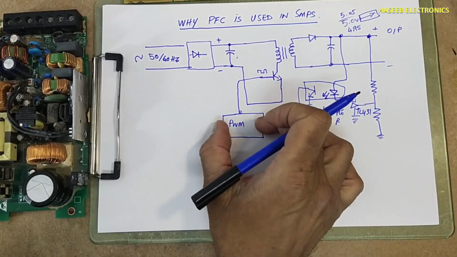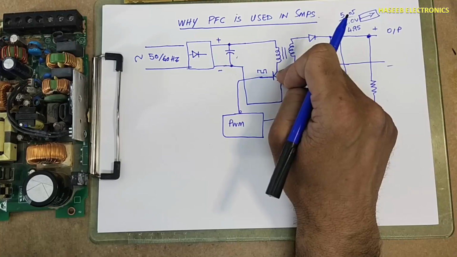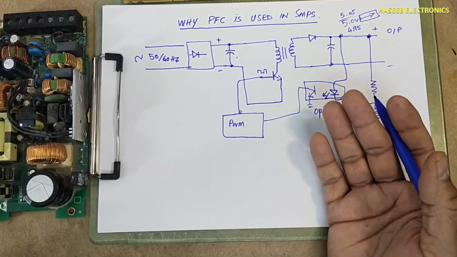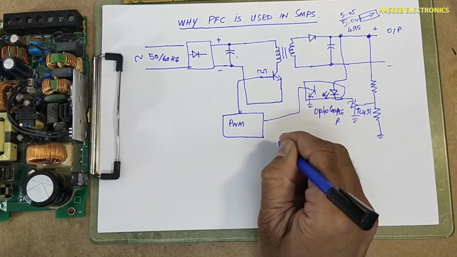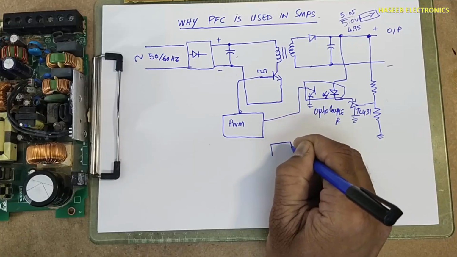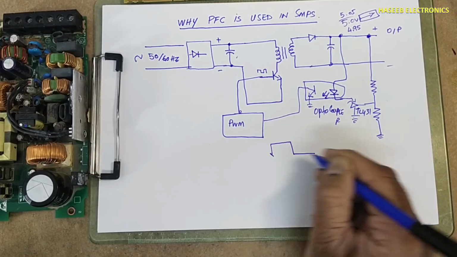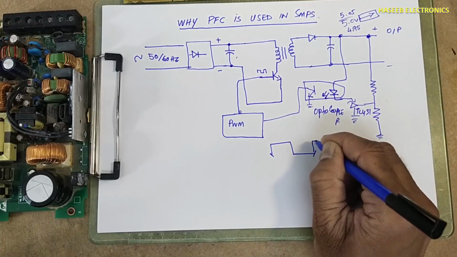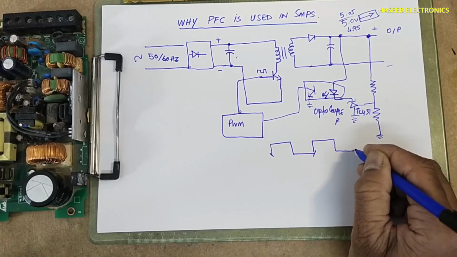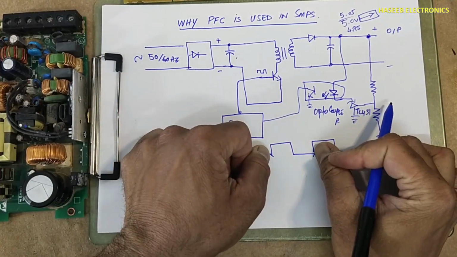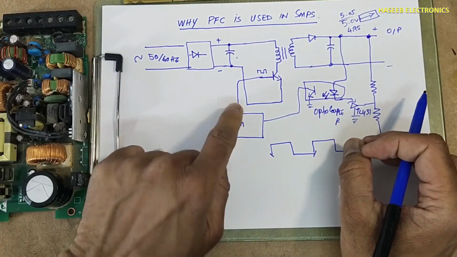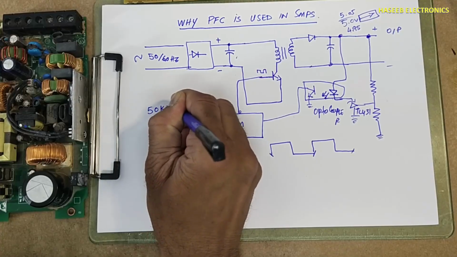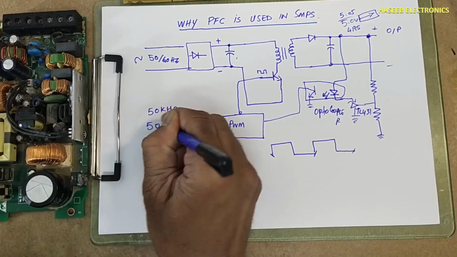This PWM controller IC is driving this switching device at high frequency, 50 kilohertz, 60, 100. What that means is, this is one switching cycle, 1 hertz. Then another cycle, this is one cycle. So this IC will provide, for example, 50 kilohertz. That means 50,000 hertz.